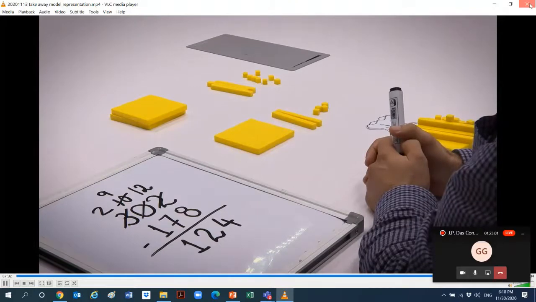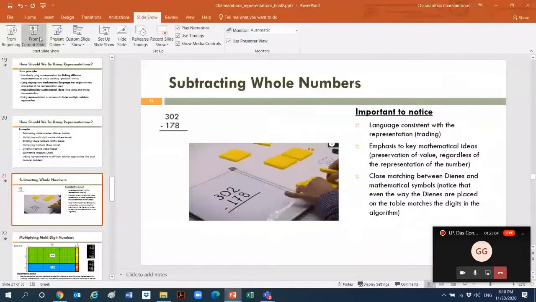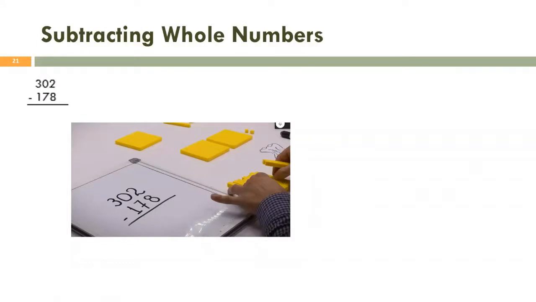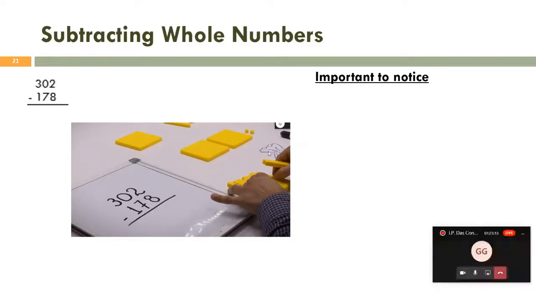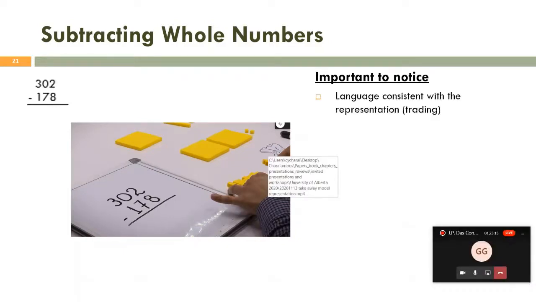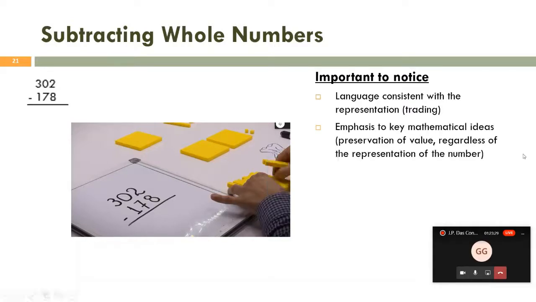Okay, so what we have seen right now is the teacher doing a very careful matching between the representations. But the teacher was also using language very carefully, because the teacher was referring to trade. He was not referring to, let's say, breaking apart the cubes. It's also important to keep in mind that the teacher was emphasizing a very key mathematical idea, the preservation of value. Regardless of how we are representing 302, it's still 302.